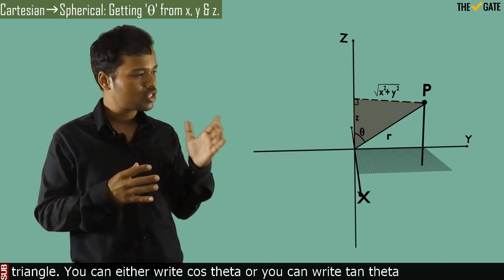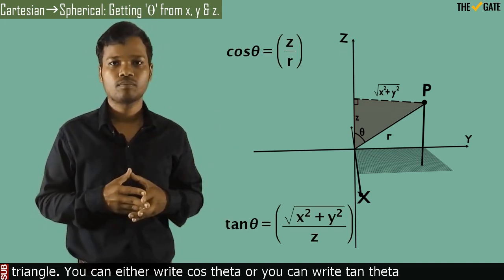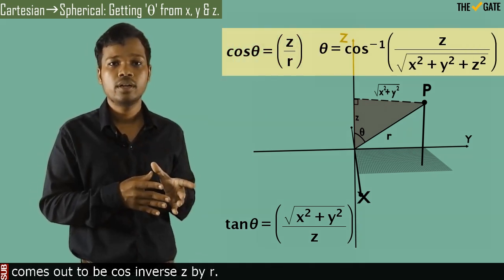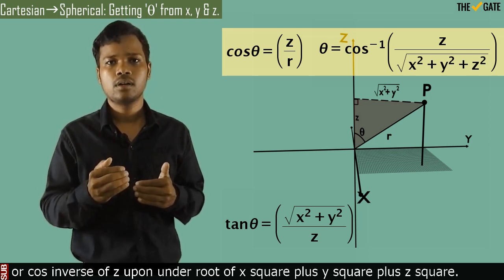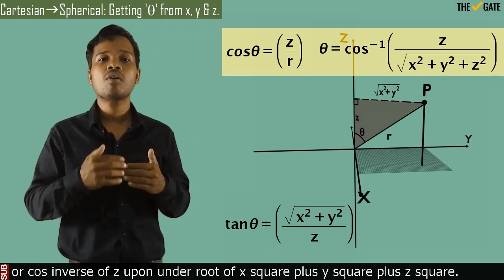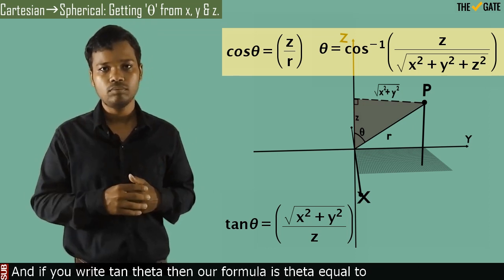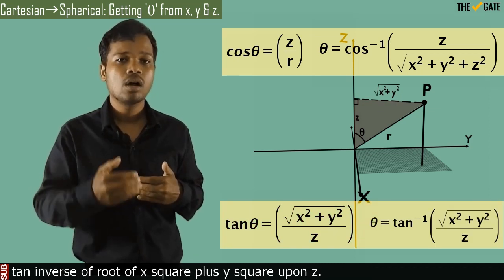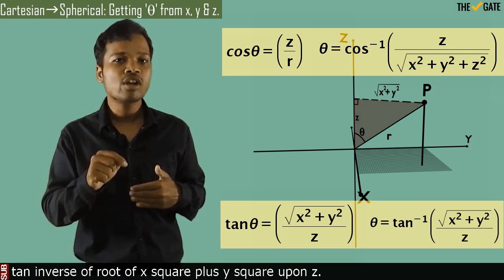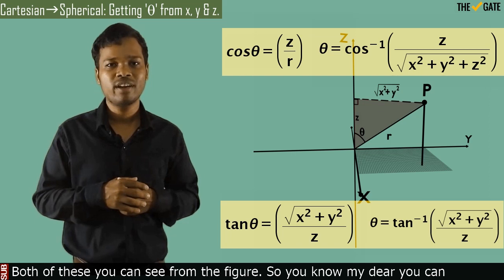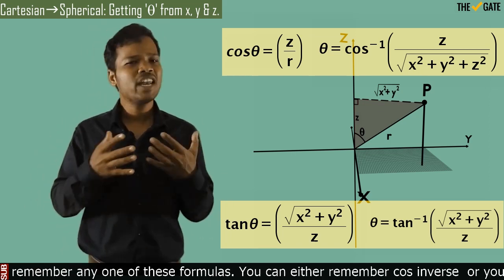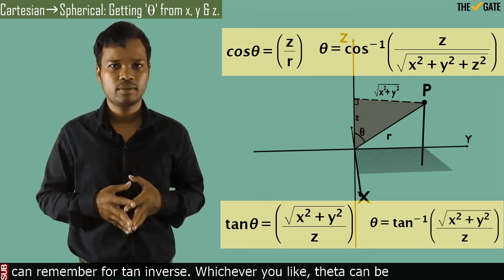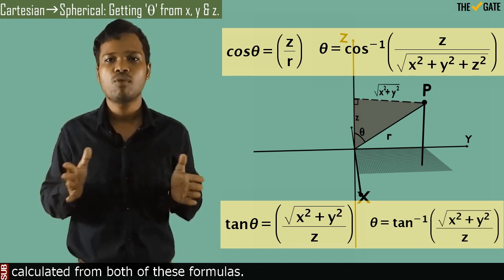You can either write cos theta or you can write tan theta. So if you write cos theta for this triangle, then theta formula comes out to be cos inverse of z by r, or cos inverse of z upon under root of x square plus y square plus z square. And if you write tan theta, then our formula is theta equal to tan inverse of root of x square plus y square upon z. Both of these you can see from the figure. So my dear, you can remember any one of these formulas. You can either remember cos inverse or you can remember tan inverse, whichever you like. Theta can be calculated from both of these formulas.